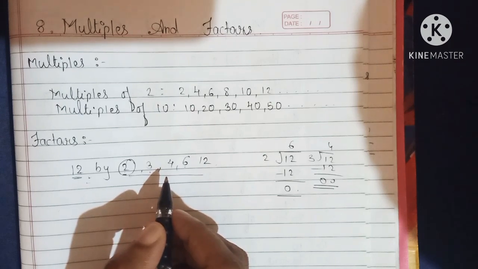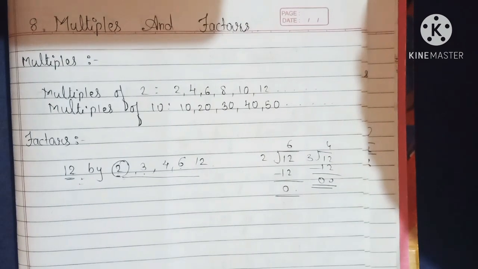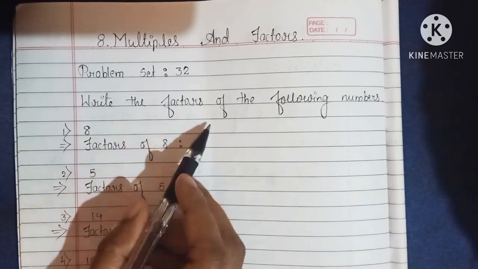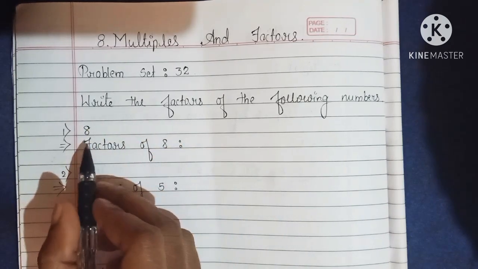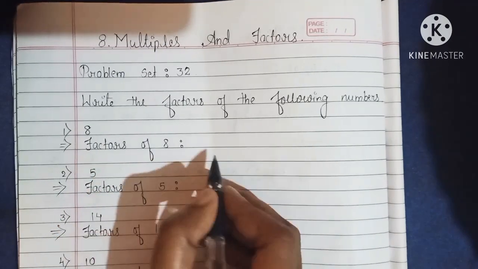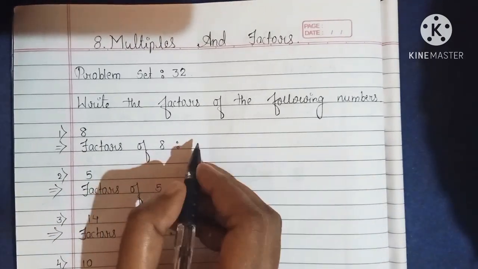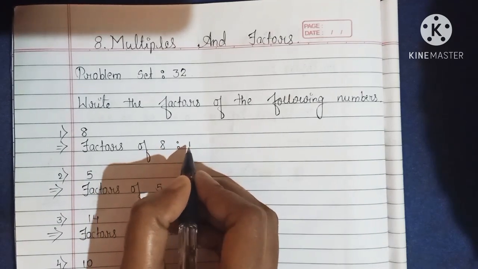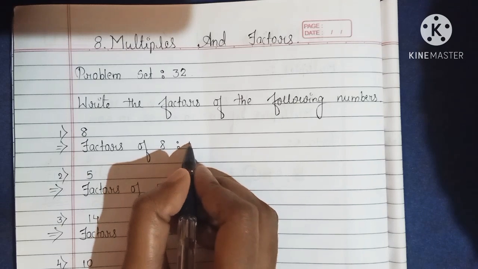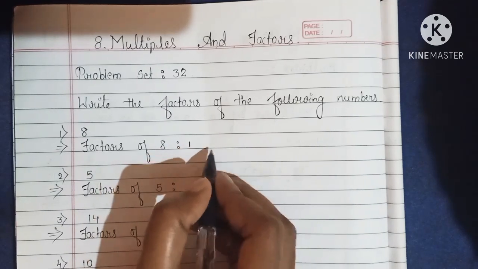So now let's solve the problem set questions. Okay, let's see question number 1. Write the factors of the following numbers. The first number we have is 8. We have to write the factors of 8. First of all we have to start with 1 because 1 is a factor of all numbers. All numbers are divisible by 1. So that's why we start with 1.